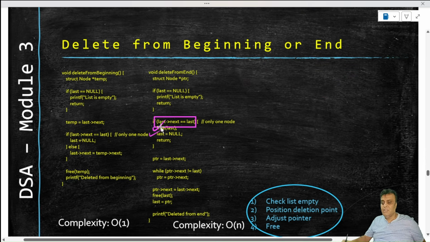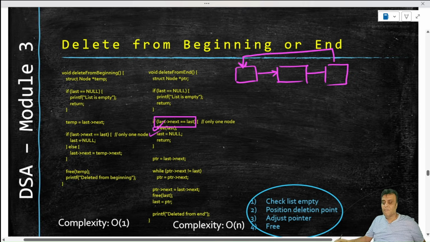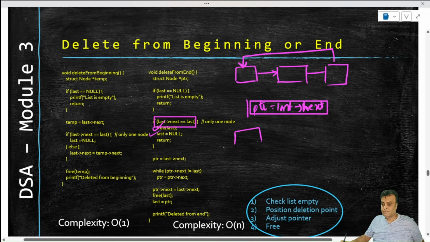If there are multiple elements, then we'll have to run a loop to go to the end so that we can delete from the end. So this is my end. Right? So if we are here, then all we need to do is take a PTR, and PTR will be last arrow next, because I said we will start from the head. Last arrow next is always the head. We know that by now. So PTR is here.